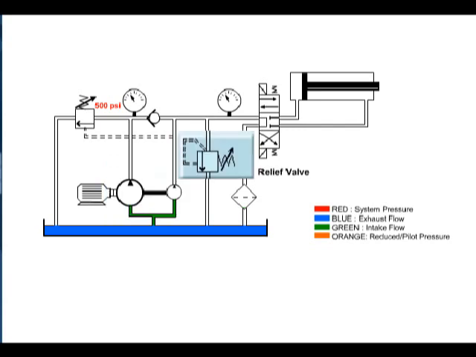Finally, we will look at the system pressure relief valve. This valve limits the maximum system pressure. Notice the schematic shows the pressure at which the valve should be set. Now, watch as these components work.